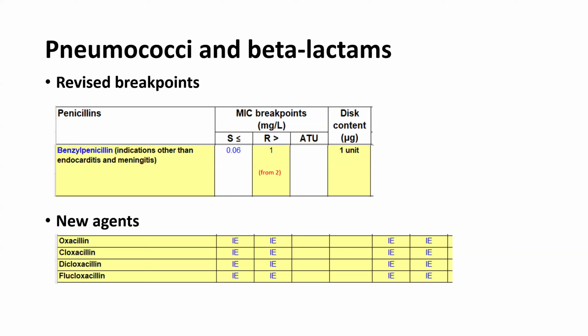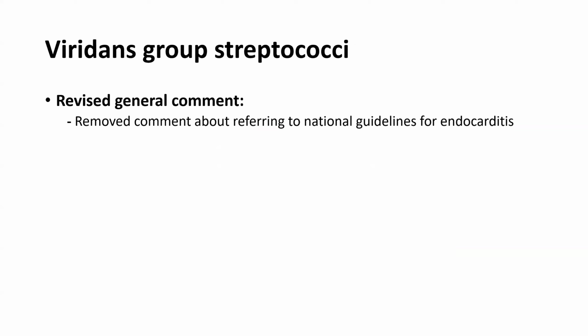And then we have just added new agents as IE, which is the cloxacillin, oxacillin, dicloxacillin, and flucloxacillin. And that's pretty much it for the pneumococci. So there's the benzyl penicillin, which is the big change. And then we go on to the viridans streptococci. And here also, since we now have specific endocarditis breakpoints, we've removed that general note on having to refer to national guidelines for endocarditis.